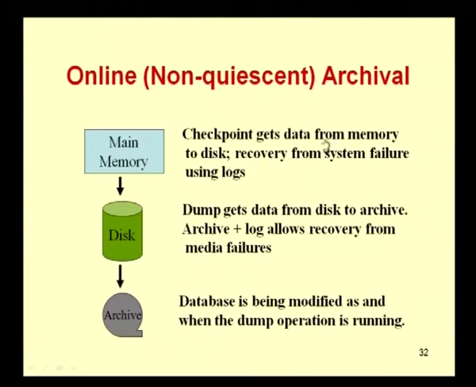So, checkpoint gets data from memory to disk, recovery from system failure using logs. Dump gets data from disk to archive, and archive plus log allows recovery from media failures, while the database is being modified as and when the dump operation is running. So, this is how it is done. You have the archive, the disk and the main memory. Checkpoint gets data from memory to disk, and dump gets data from disk to archive, where archive plus log allows recovery from media failures.